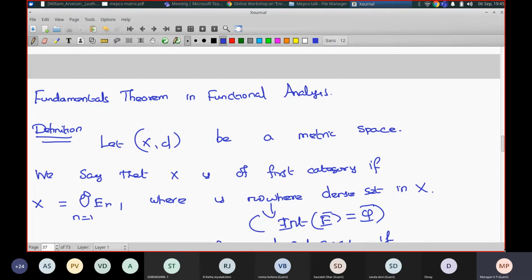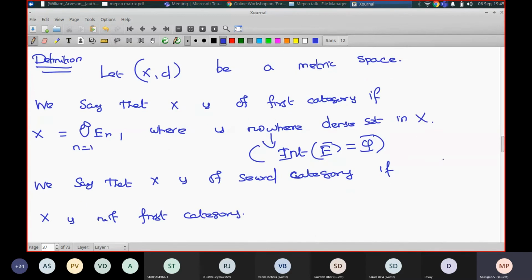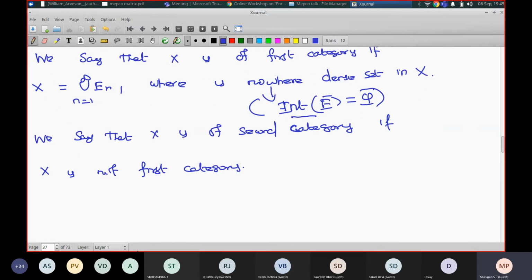Let (X, d) be a metric space. We say that X is of first category if X is written as a countable union of nowhere dense sets. What do you mean by nowhere dense? A set E is called nowhere dense if the interior of the closure of E is empty. We say that X is of second category if X is not of first category.